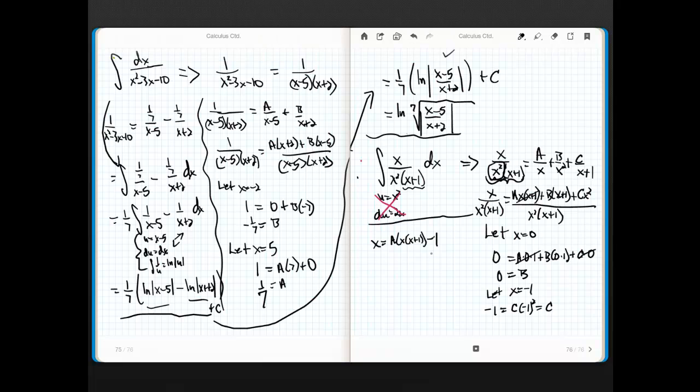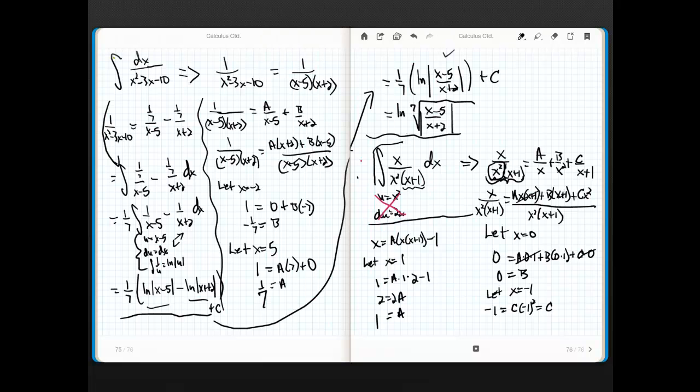Just grab some other value. How about letting x equal 1? I like 1. It's a nice number. 1 equals A times 1 times 2 minus 1, right? Add the 1 across. I get 2 equals 2A, so A equals 1. Isn't that pretty? Which implies what?